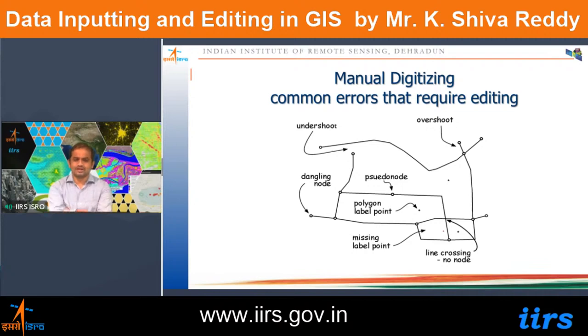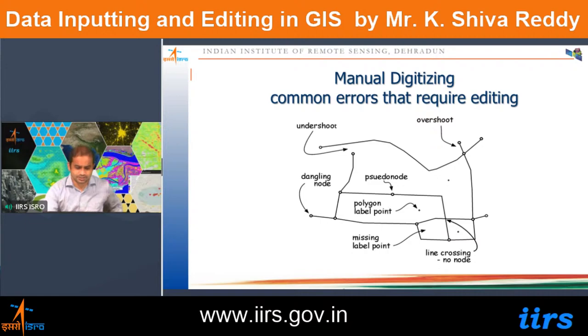So when we do the manual digitization process, there are chances of many errors. Some of the common errors I have shown you in the slide. One is called undershoot, one is called overshoot. And later in the exercise, we will also see how we can avoid these common errors. So what do you mean by undershoot?